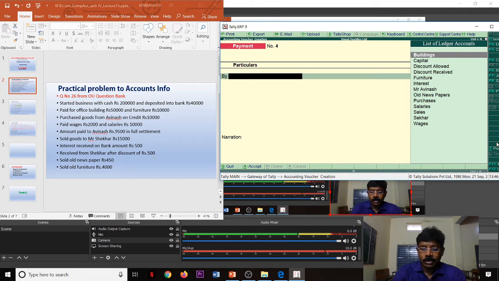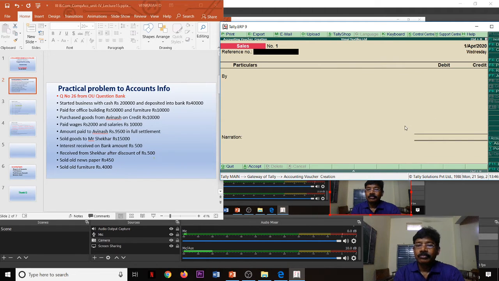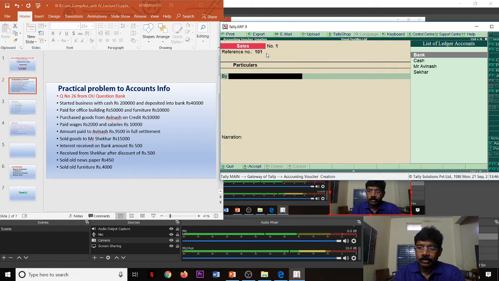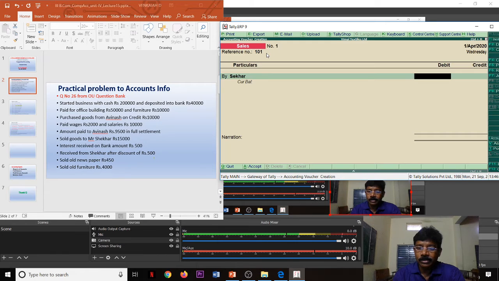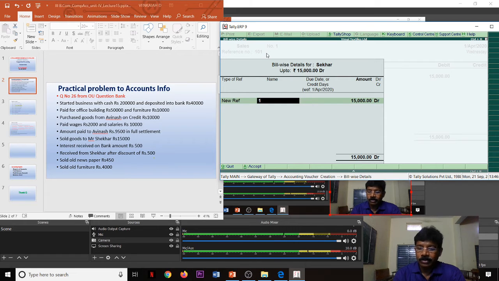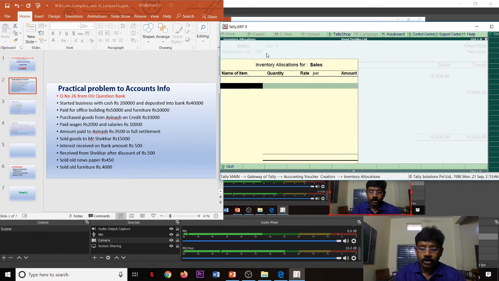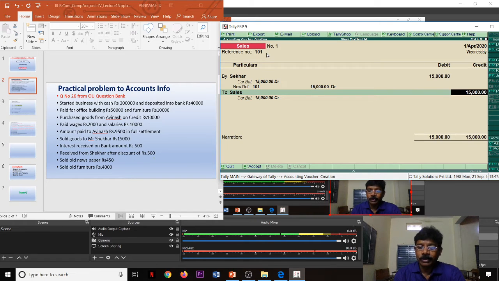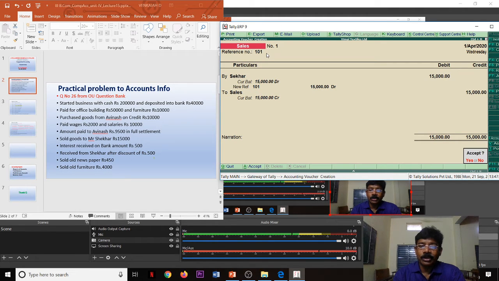Sold goods to Shekhar, sales F8. Take it as a voucher. Give the reference number 101. Shekhar account debit. Shekhar details. Amount is 15,000. New reference 101. And to sales account. We don't have any stock information. Narration is goods sold on credit.